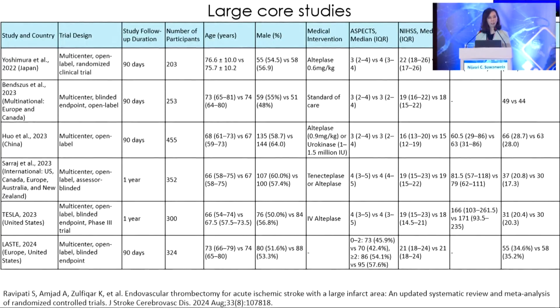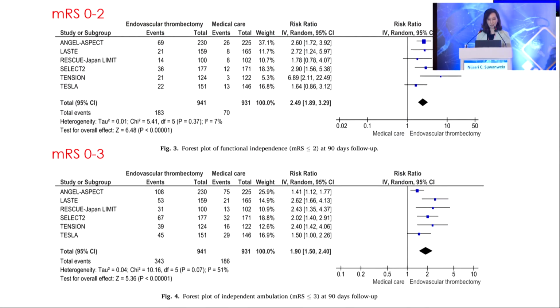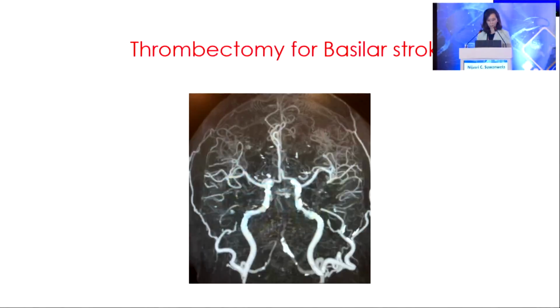So there are many studies on large core during the past year, and this is the meta-analysis showing that even though the patient has a large core, not down to 2, I would think, but a 3 to 5 ASPECT score, they can still benefit from endovascular treatment. So this is the trend of treatment right now, and you don't even need to do perfusion or penumbra imaging in some cases.